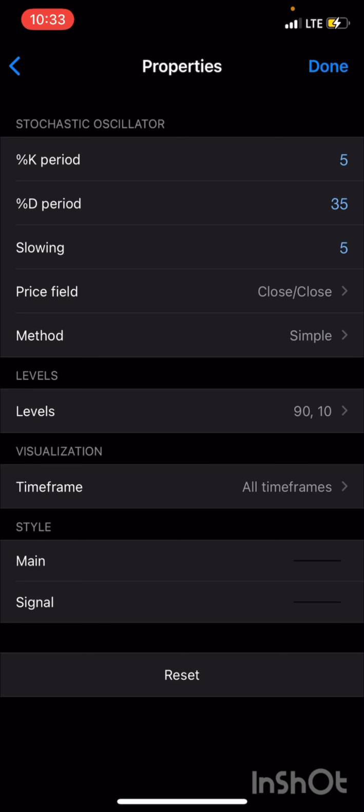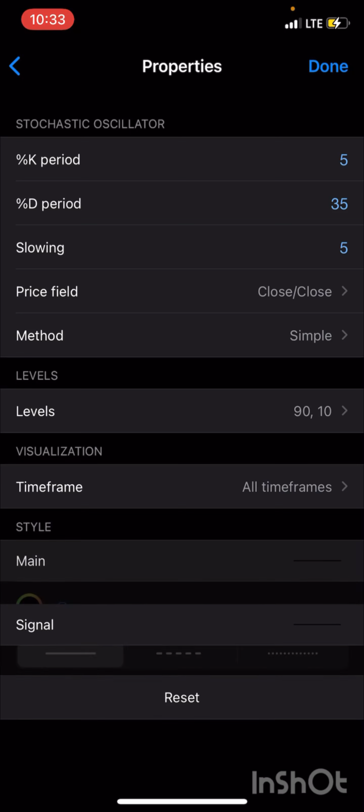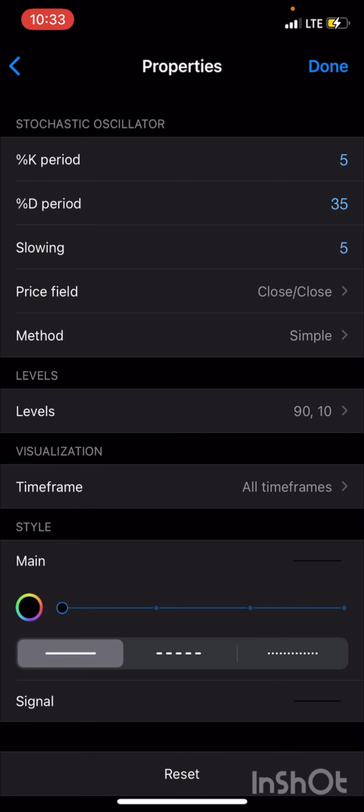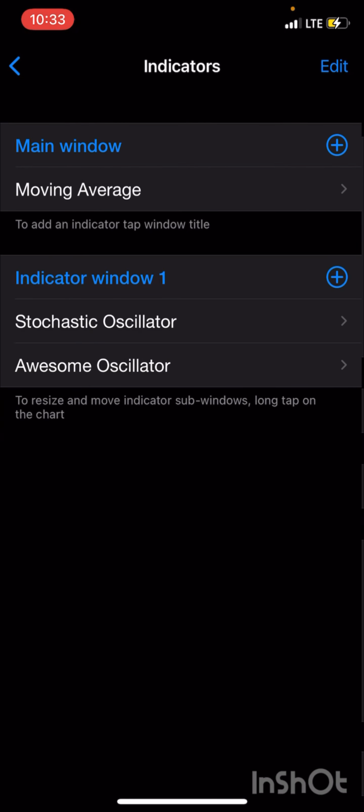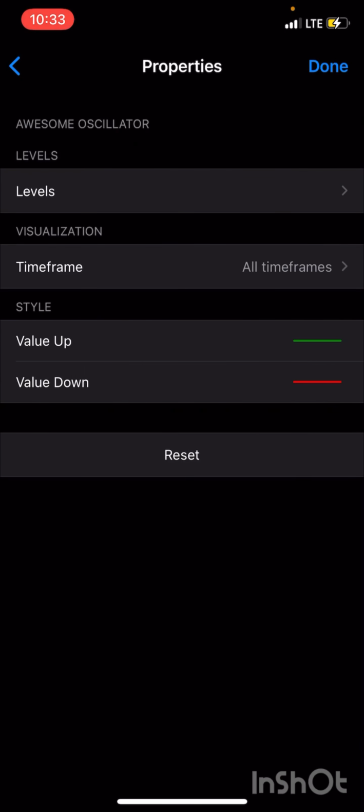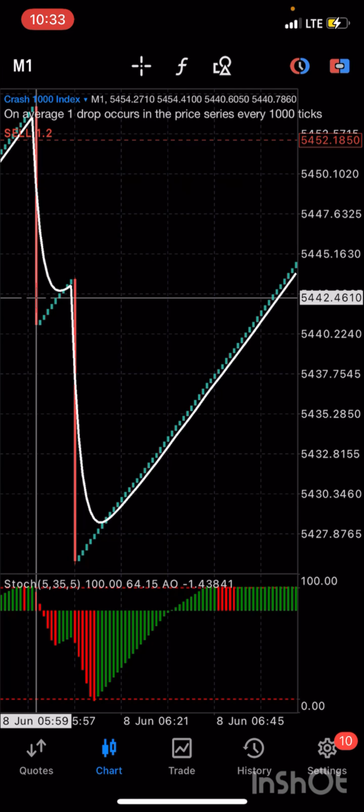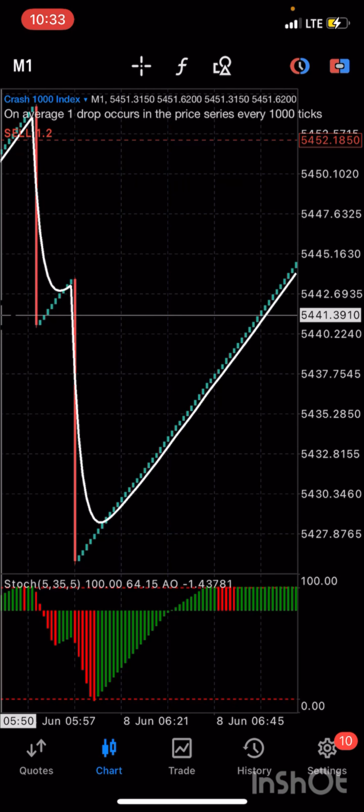The time frame is all time frames. For the main and signal lines, I use black, but you can use white if you're using a white background. If you're using a black background, use black. Keep it that way, and don't use anything that's going to confuse you. When you're done with that, you click on done. You go back to the awesome oscillator and just leave it on its default. When you're done, you click on done, go back to your chart, and wait to catch a spike or to scalp into profit.